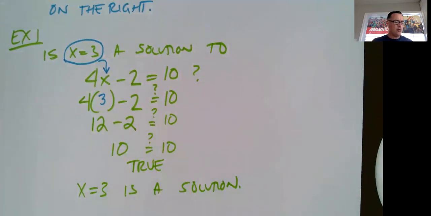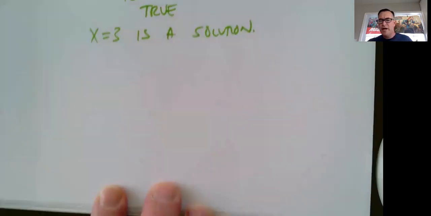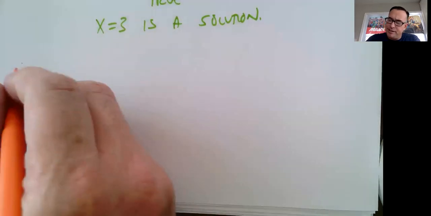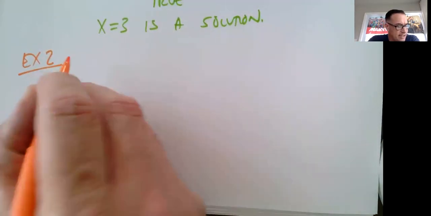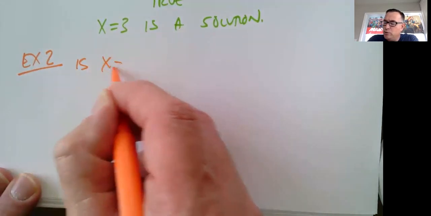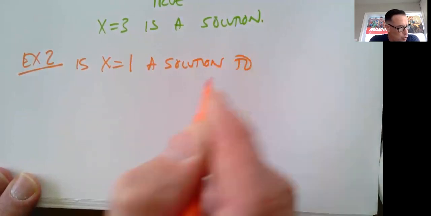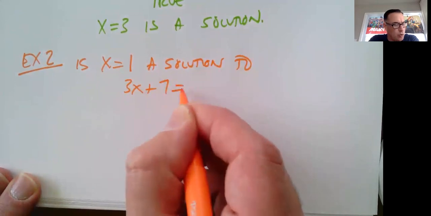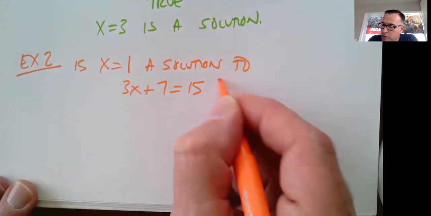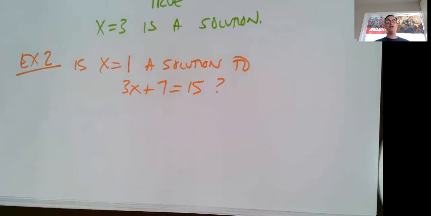Now, I want to give you another example just to show you what it looks like if it's a little bit different. We'll call this example 2. Let's say, is x equals 1 a solution to 3x plus 7 equals 15? Okay, question mark. Now, if I'm checking that, I'm going to tell you right now, guys, it's not a solution, but I want to make sure we understand how we respond when we get something that's not correct, okay?